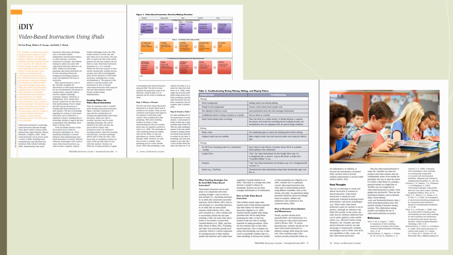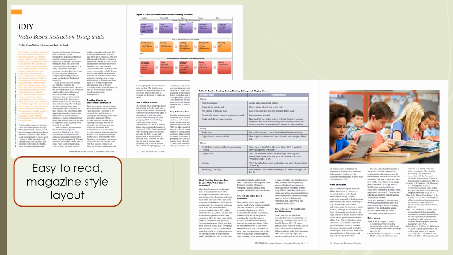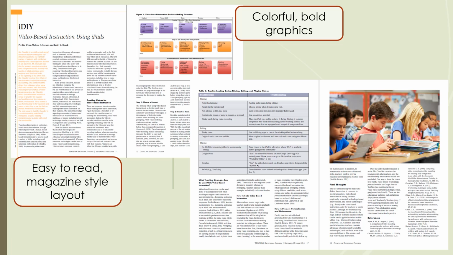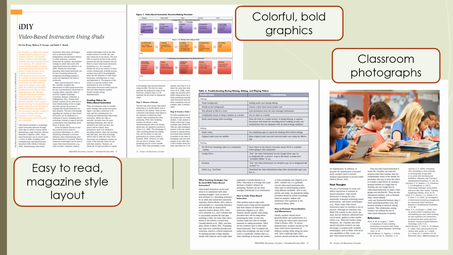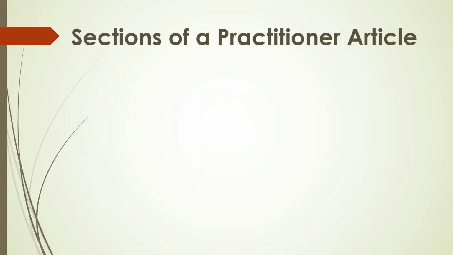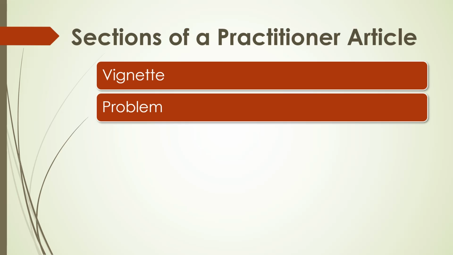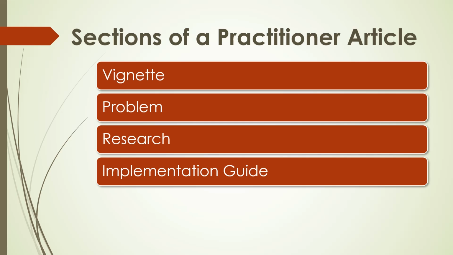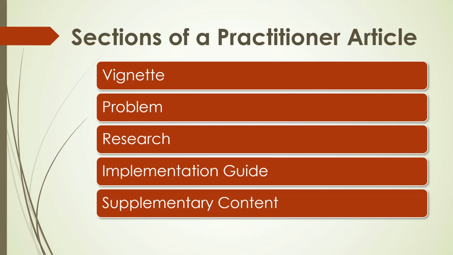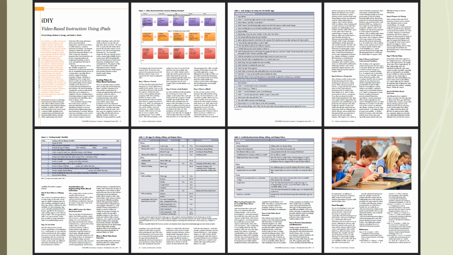more engaging and approachable for practitioners, including an easy-to-read magazine-style layout, colorful, bold graphics, and classroom photographs. A practitioner article will typically include these sections: a vignette, the problem, research, implementation guide, and supplementary content. Let's skim through our example article to identify these sections.